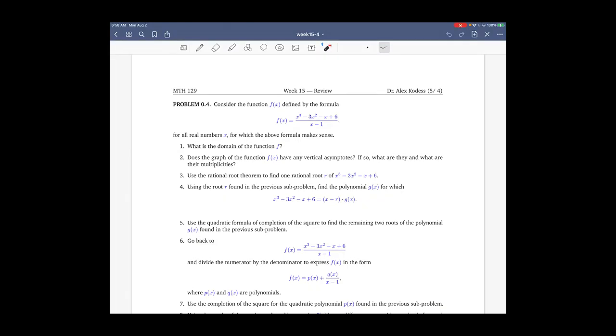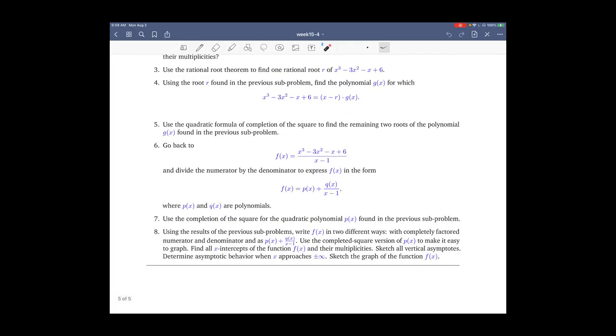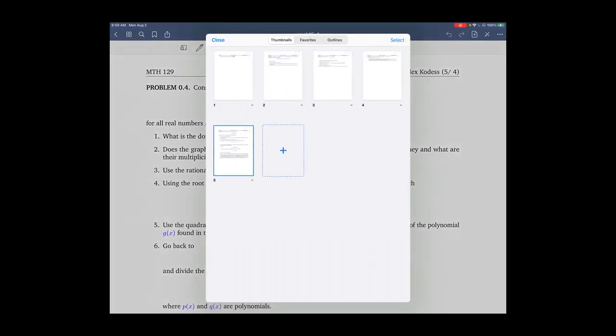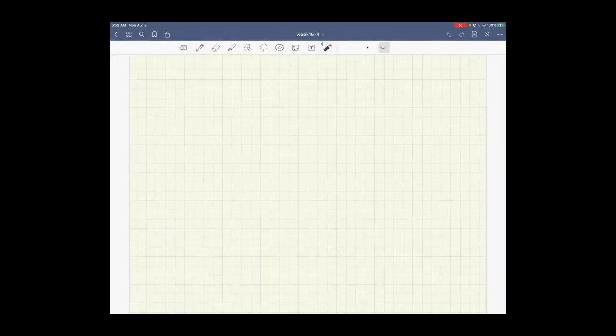In this problem here, we're dealing with a rational function, and all these multiple questions related to this rational function are supposed to help us sketch the graph of this function. In the last eighth part of this question, we're supposed to make a good sketch and understand asymptotic behavior of this rational function. So let me add a page and let's go step by step and answer all of these questions.